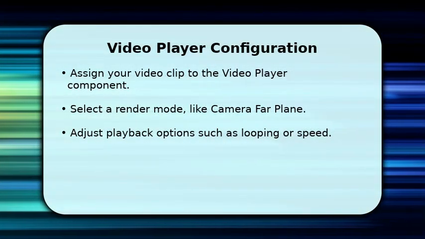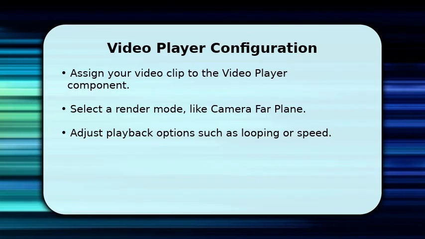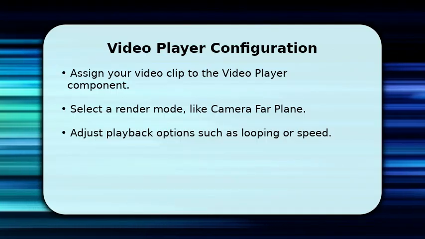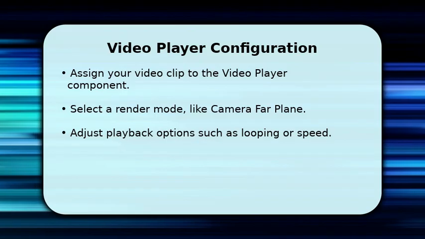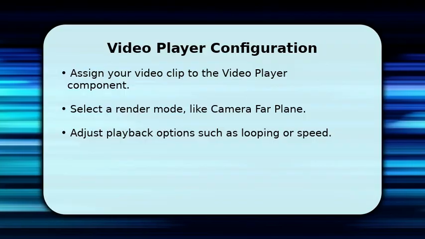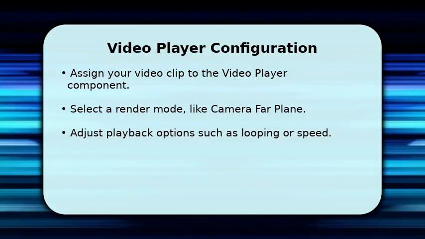Once the video player component is added, drag your imported video asset from the project window into the video clip field. Next, choose a render mode to determine how the video is displayed. Options include rendering directly to a camera's far plane or using a render texture for more control. Finally, customize settings like whether the video should loop or its playback speed.